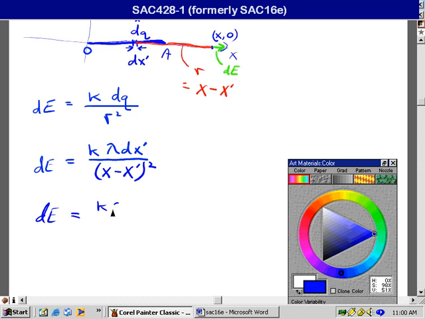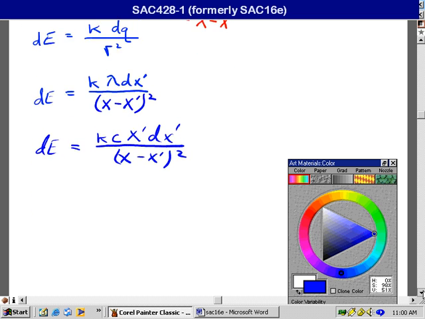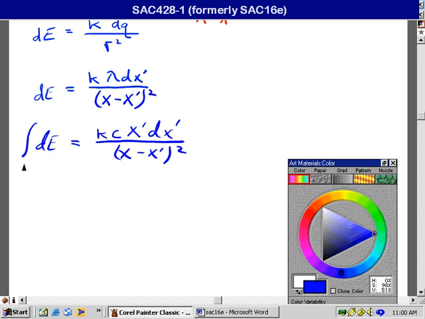It varies linearly. So that's a specified constant, or unspecified constant actually, times x prime dx prime, all divided by the quantity x minus x prime, squared. So now I have to sum all that up. I'll call it the integral of dE, the sum of all the little pieces, which is of course going to add up to E. The sum of all the contributions to E is the total E.